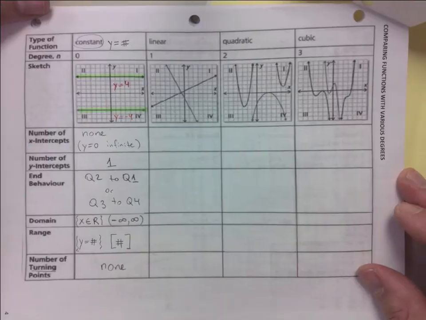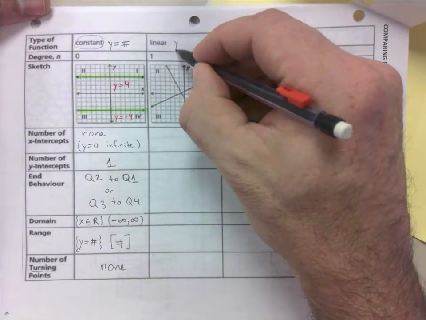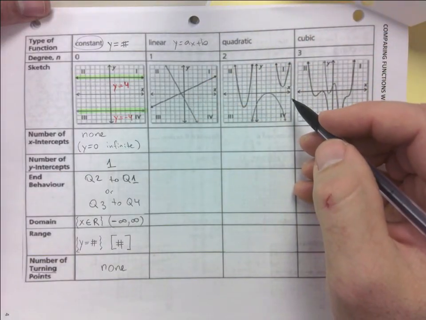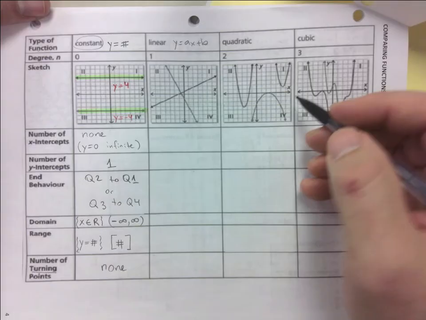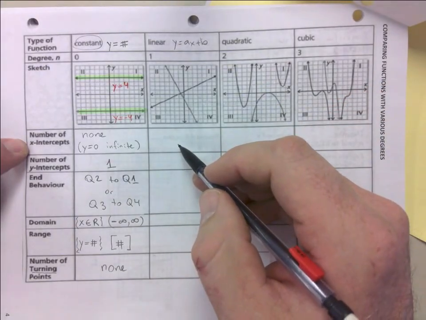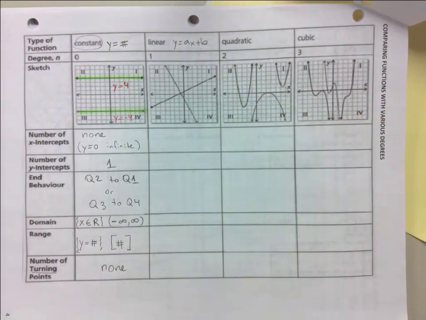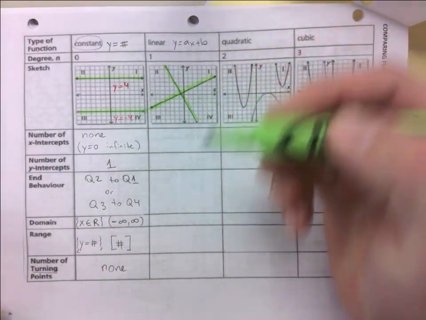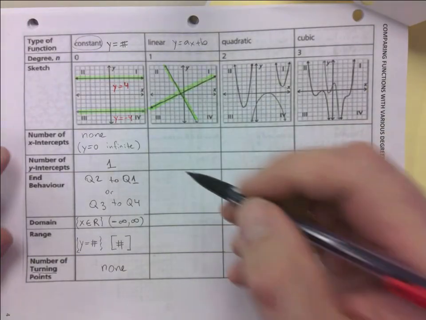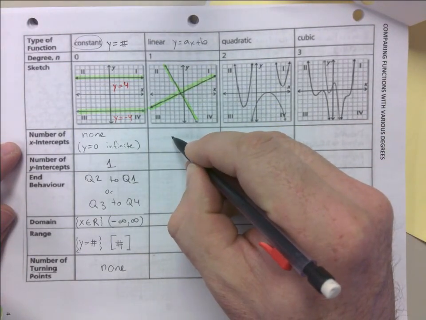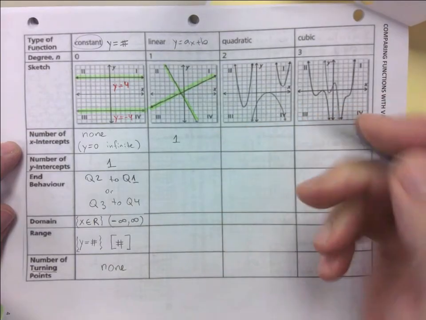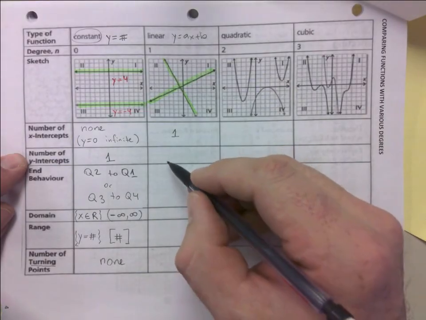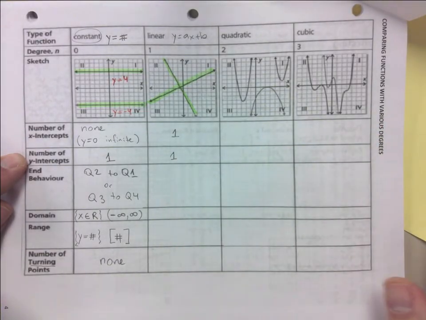Now, on to linear. Linear looks like this. Y is equal to ax plus b. Number of x-intercepts that this function will have. And I like to highlight the lines. Right? You can clearly see it's a straight line. Number of x-intercepts, 1. Number of y-intercepts, 1. It will always have 1.